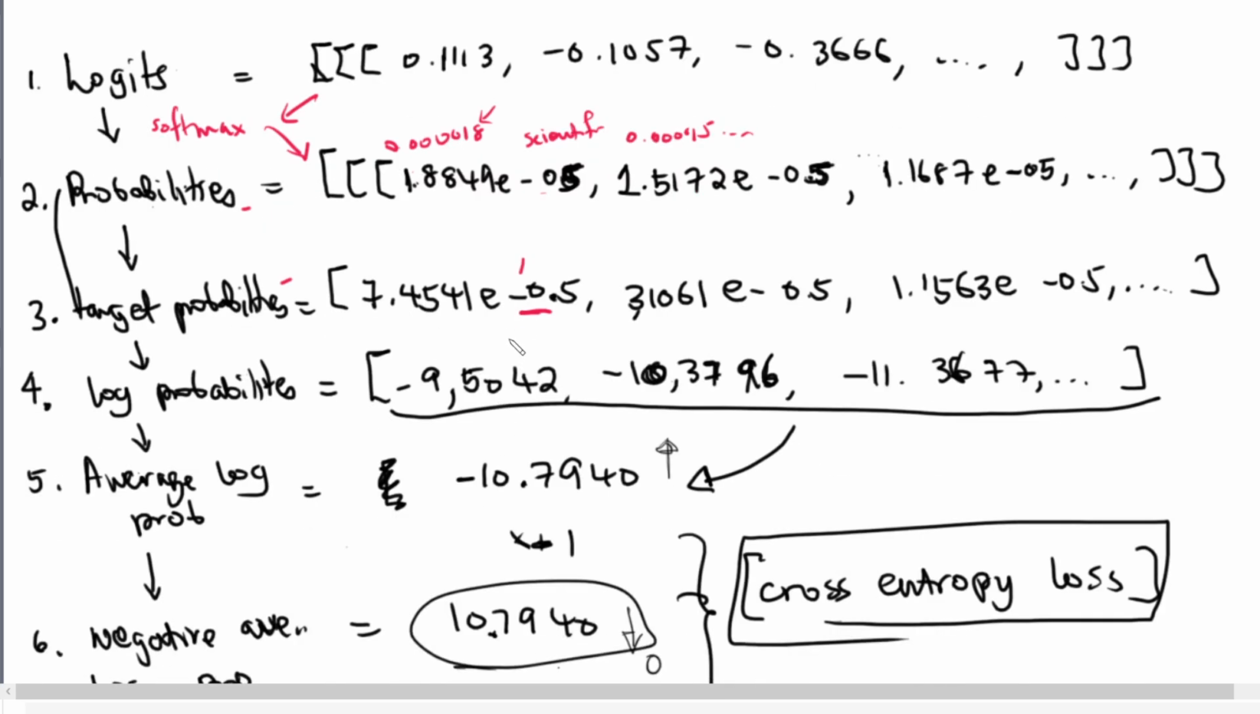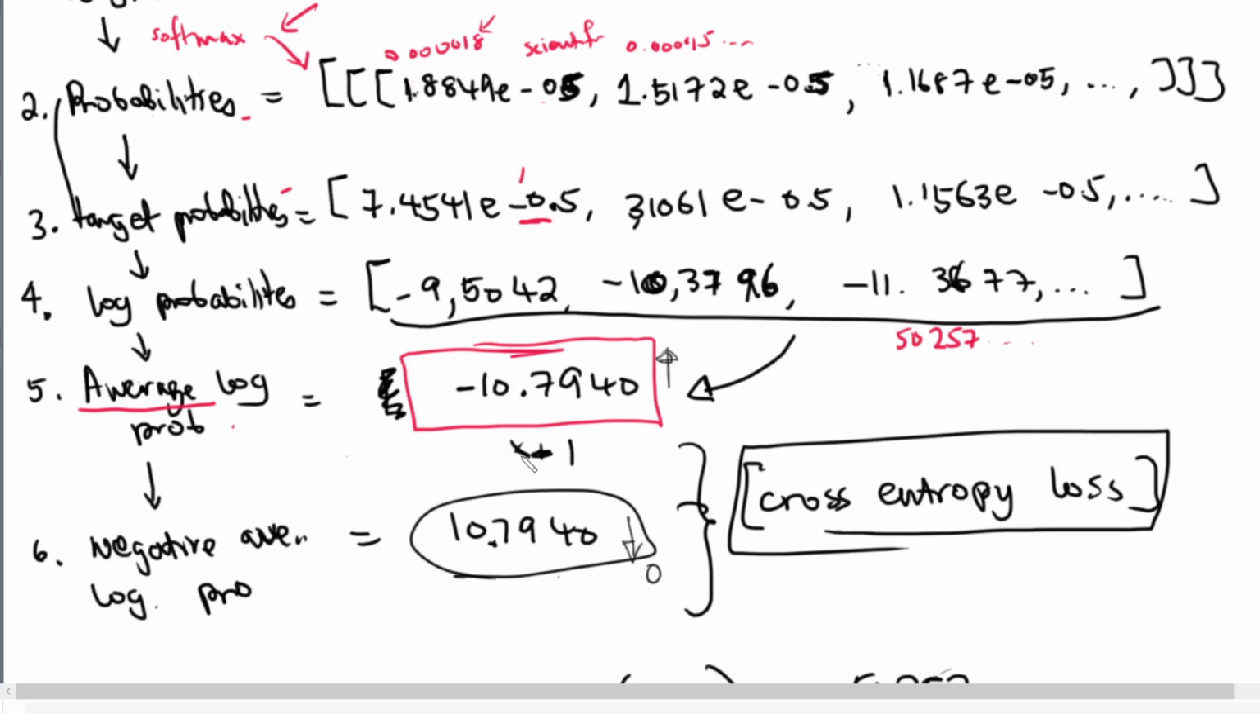And then once we calculate these logarithms, we are going to combine all of them into one metric. The metric that we're going to calculate is the average log probability. So we just add up all of them and divide by how many they are. They are 50,257, because that's the dimension of our logits, the size of our vocabulary. So we add up all of them, divide by 50,257, and we get an average. So this is the average log probability, right?